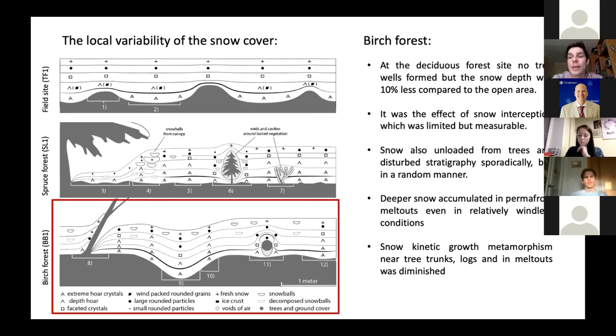Deeper snow accumulated in permafrost meltout troughs, even in relatively windless conditions, mostly due to creep and snow settling into the depressions during the winter. Snow kinetic growth metamorphism near tree trunks, logs, and in meltouts was diminished.